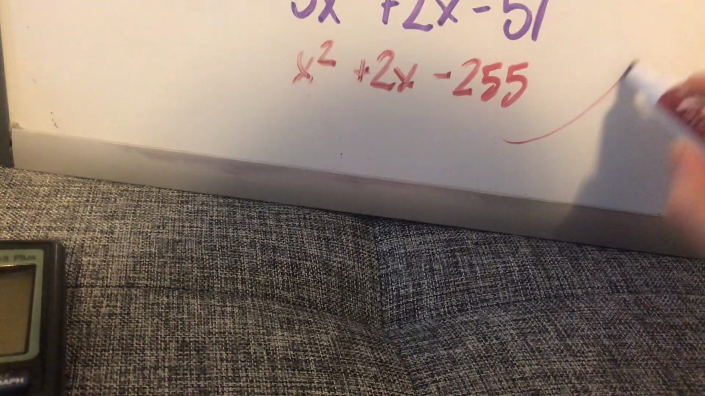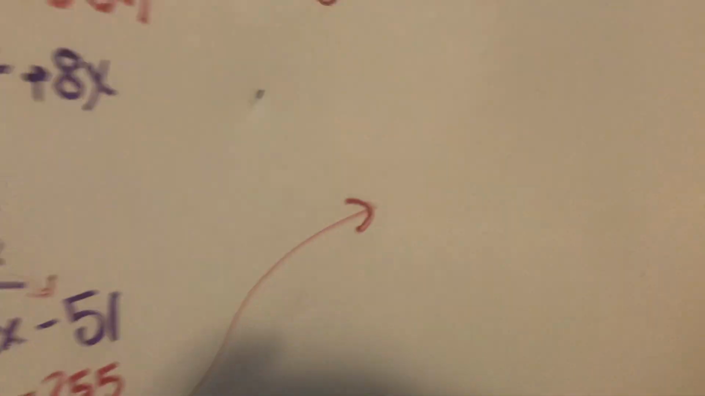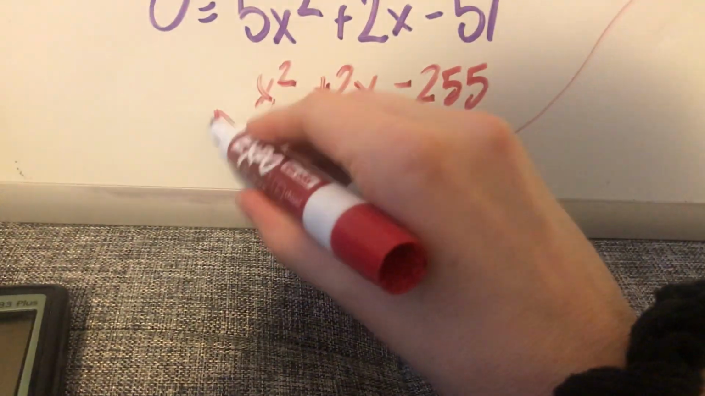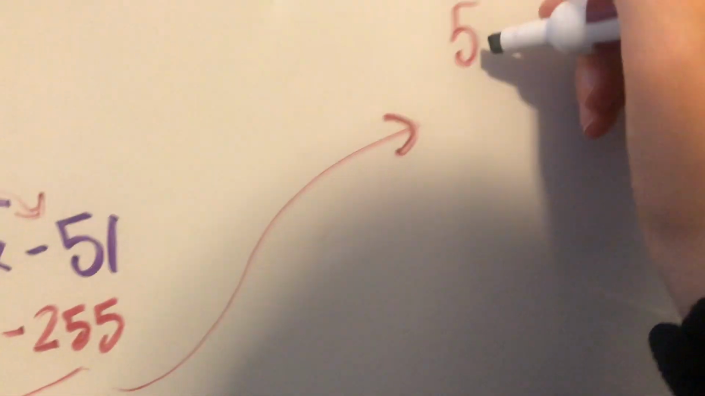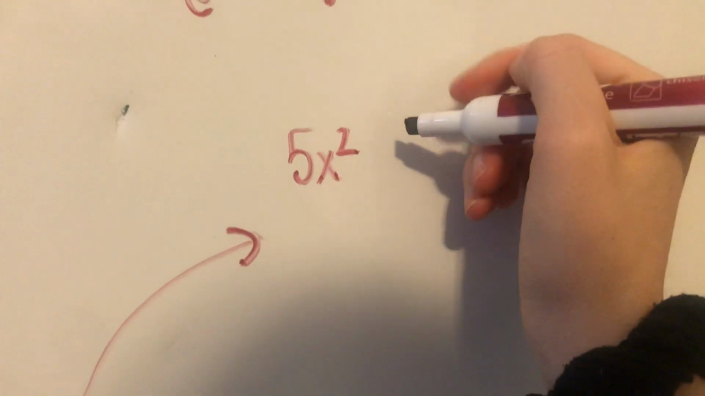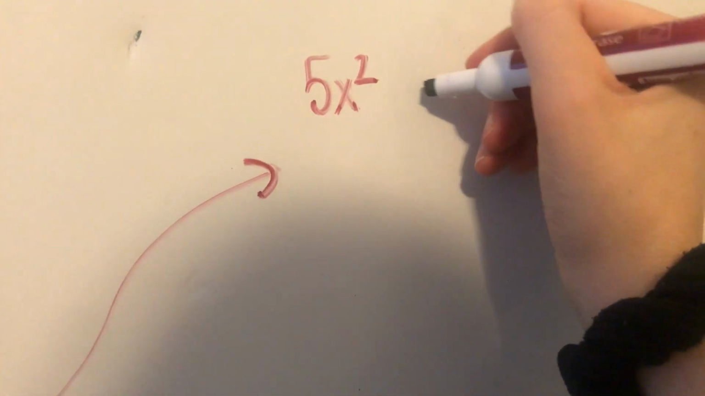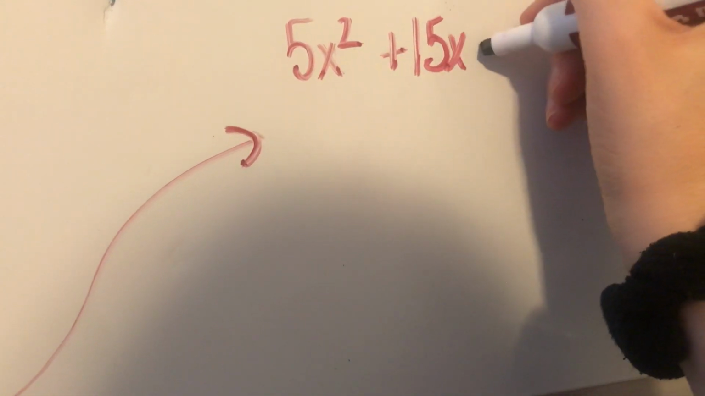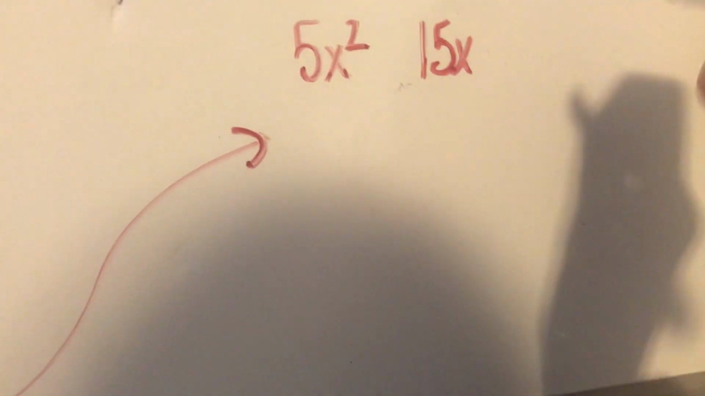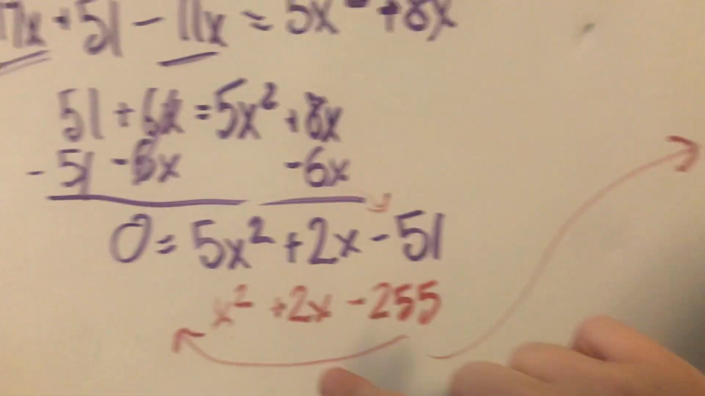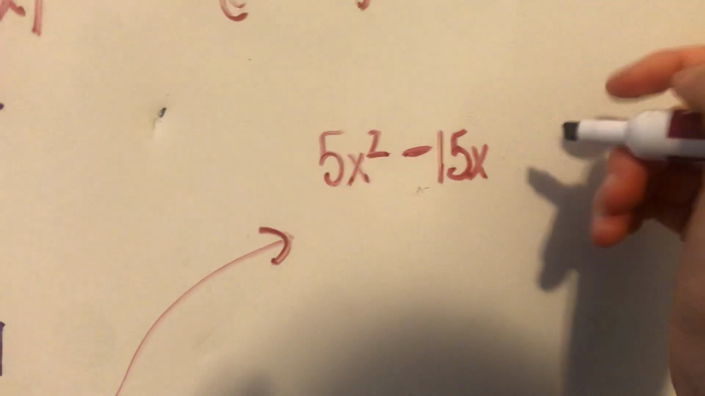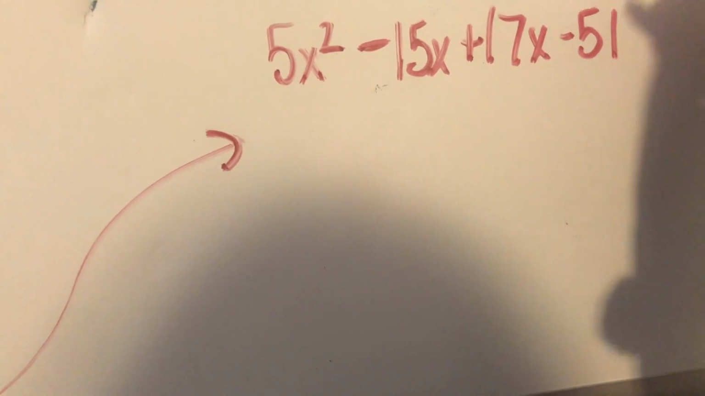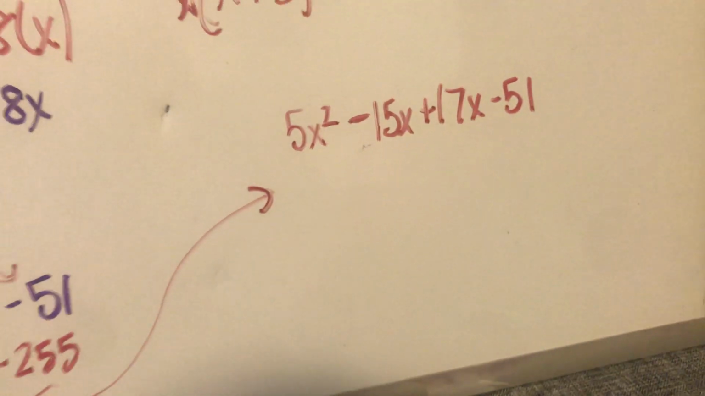I'm going to go over here for some room. So instead of writing x squared, I'm now going to undo what I did. I'm going to bring that 5x squared back to the front, and I'm going to expand out. Okay, I had a plus 15x. Sorry, it needs to be a minus 15x because I need to add up to a positive 2. Plus 17x minus 51. So I went back to my original.